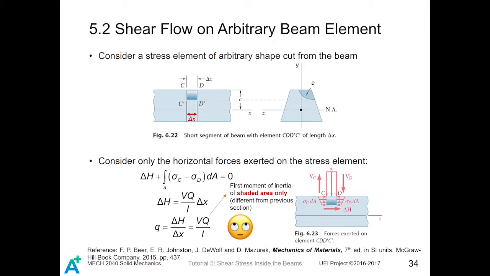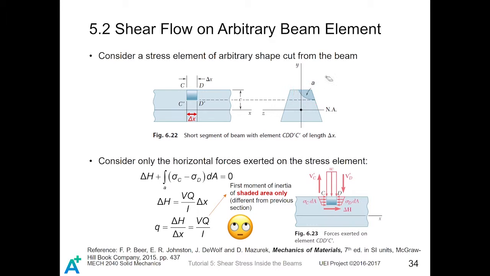Next, let's consider a stress element of arbitrary shape cut from the beam. So in the previous case, we tried to account for all the region above the level that we concern. So for example, we have y and y2. Then we account all the region above the level of y. But in this case, we only take a tiny piece of area, and it is an arbitrary shape.